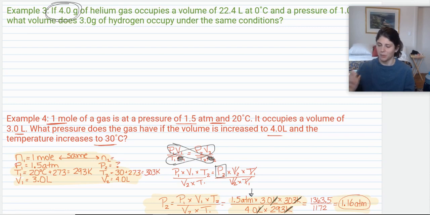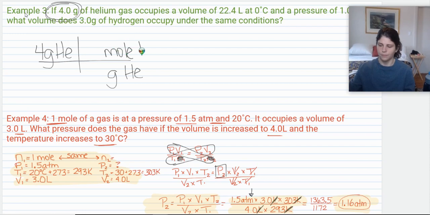So what we would need to do with this problem is convert grams to moles. And to do that, we need the molar mass. So you'd say, okay, well, I've got 4 grams of helium. Whatever units are in my given box need to go down here. And the units I want to get to are moles of helium. So what we need right here is the molar mass. We literally need the molar mass of helium to do this problem. And we're just going to have to do it another day because we're out of time.